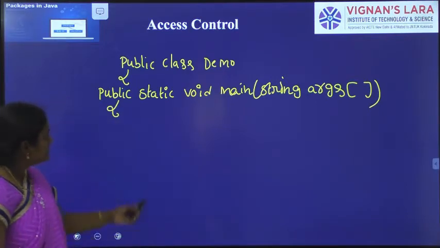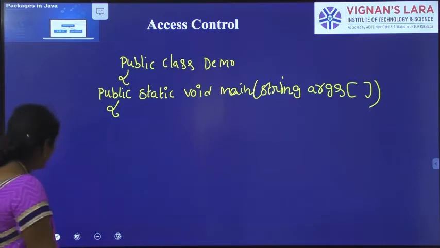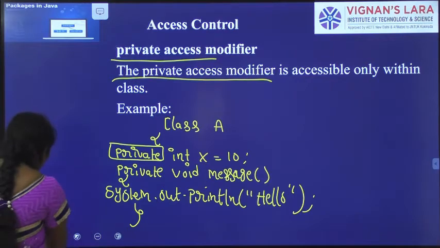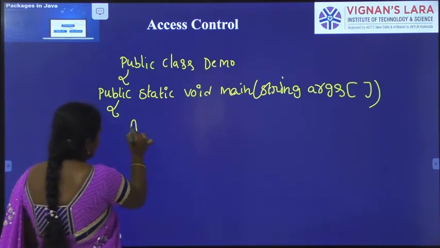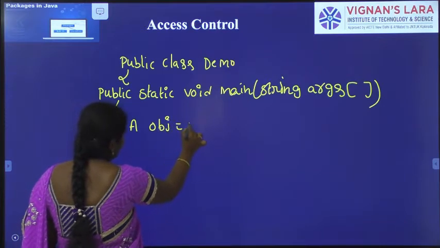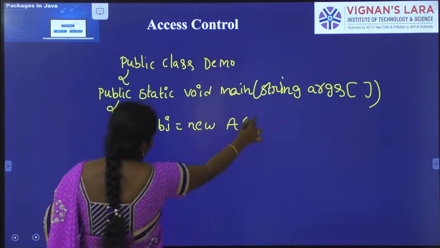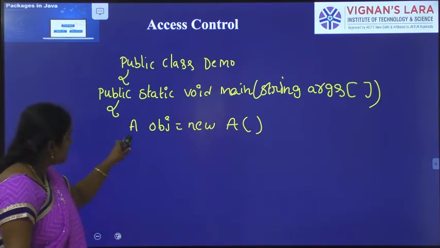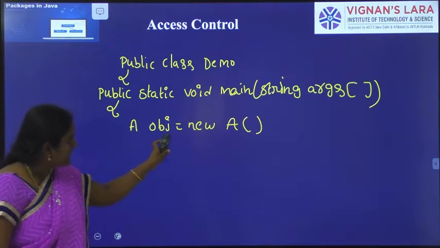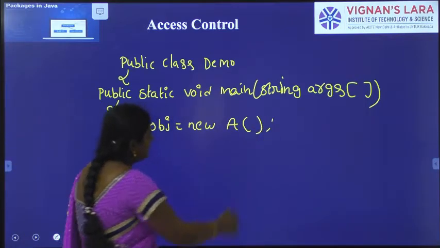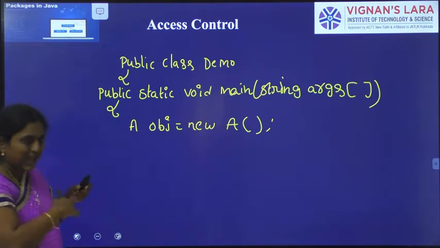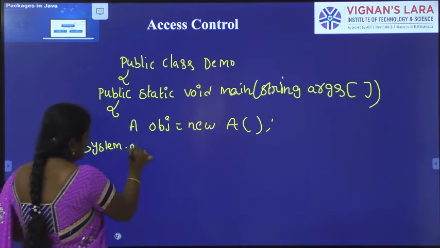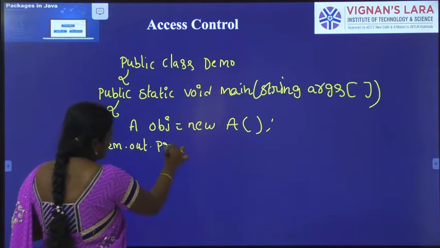In this main method, I have to create an object of a class. A obj equal to new A. Here A is our class name, so we can directly create an object of the A class. With the help of this object reference, I am calling the variable name. Here I am writing system.out.println.